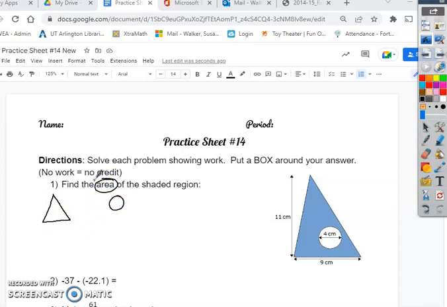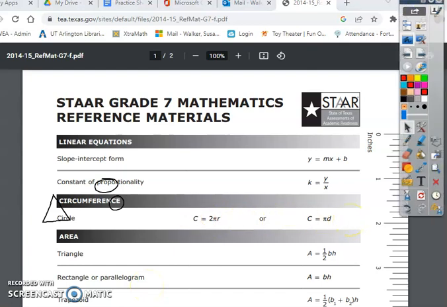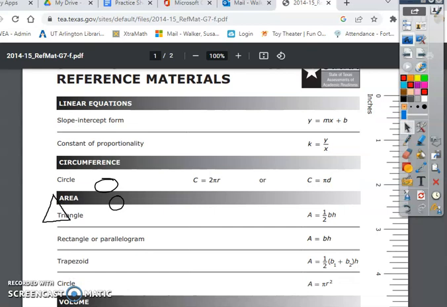We're focusing on area. So that means you need your formula chart. And we don't want to use circumference, guys. It says area. So let's make sure we write it. Triangle, half BH. Circle, A equals pi r squared. Triangle, half BH. Okay.